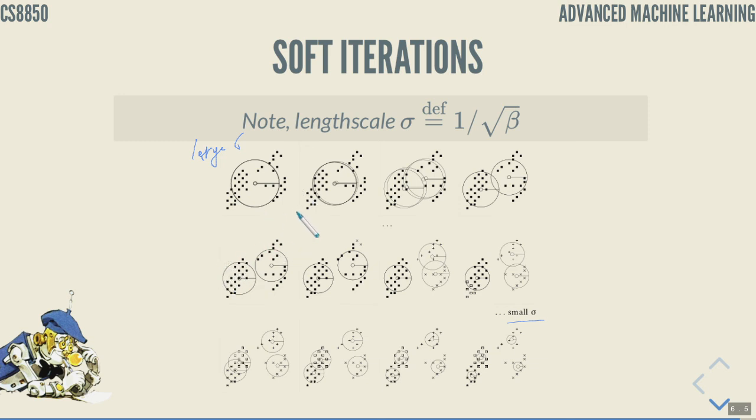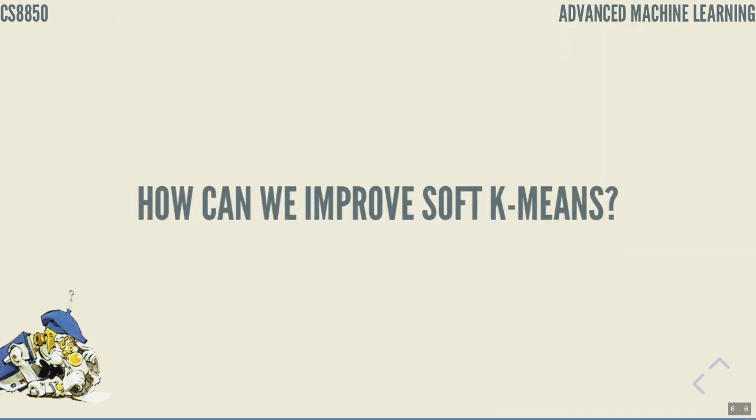So gradually we're increasing our stiffness and decreasing our length scale, and the more we decrease our length scale, the smaller, the tighter the clusters. Eventually we'll capture four clusters with soft K. How can we improve soft K means? That's the topic of our next lecture or one of the next lectures.